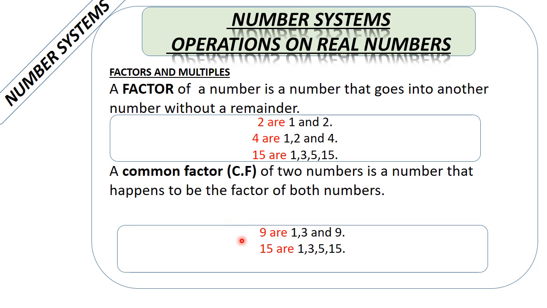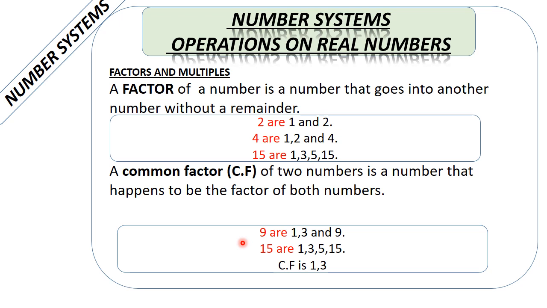Factors of 15 are 1, 3, 5, and 15. So what are the common factors? You can see that 1 is in both, 3 is also in both. 5, 15, and 9 are not common. So the common factors are 1 and 3. So that's all about factors and common factors.